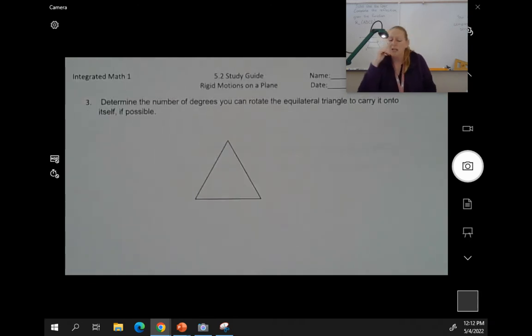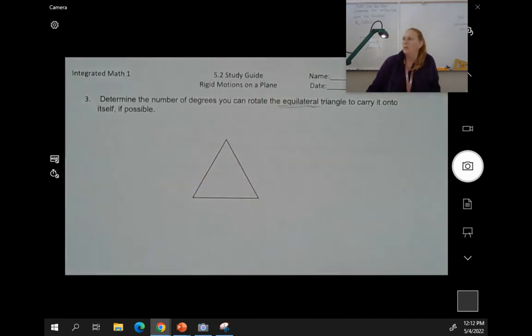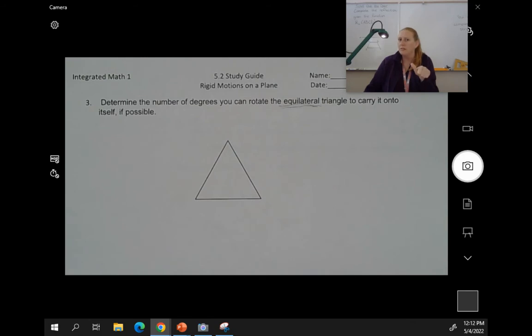This one's trickier, but not impossible. Determine the number of degrees you can rotate the equilateral triangle to carry it onto itself if possible. So remember that in order to have that rotational symmetry, it has to be more than 0 and less than 360 degrees. Because you can take anything and do a full rotation and it's back onto itself, right?